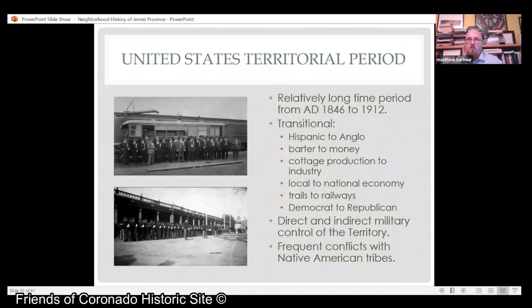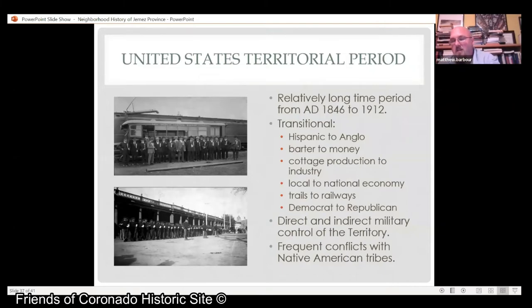Which is going to lead us into the territorial period really quickly. Territorial period, you go, well, what does this have to do? Well, the Jemez people are still around today. They're still going, and this is part of the story. But the United States territorial period is a pretty fascinating time in history. It's often viewed as a transition culturally along many different lines from Hispanic to Anglo.